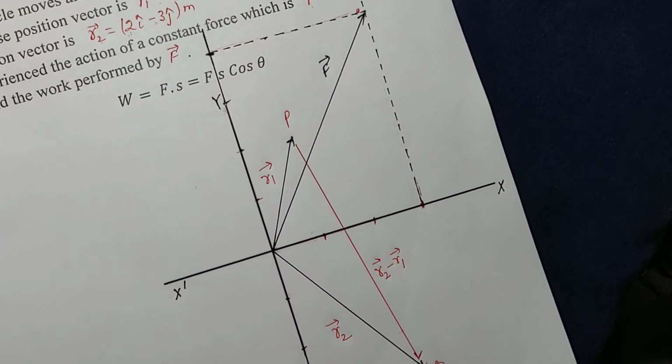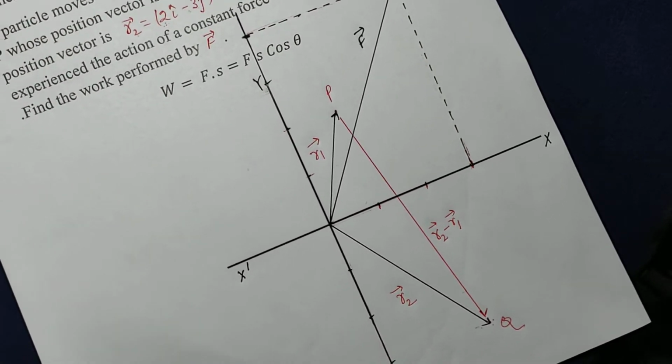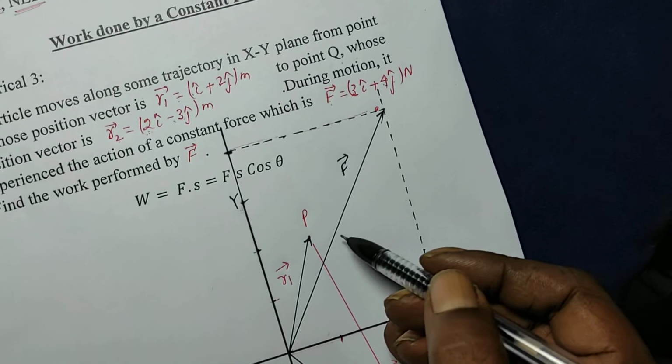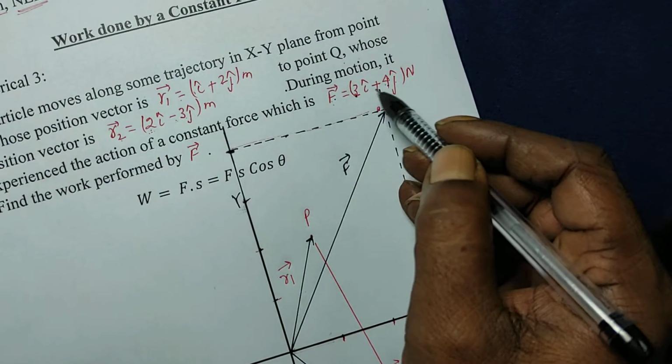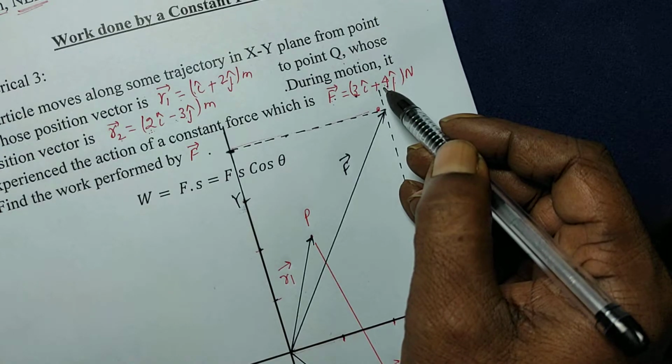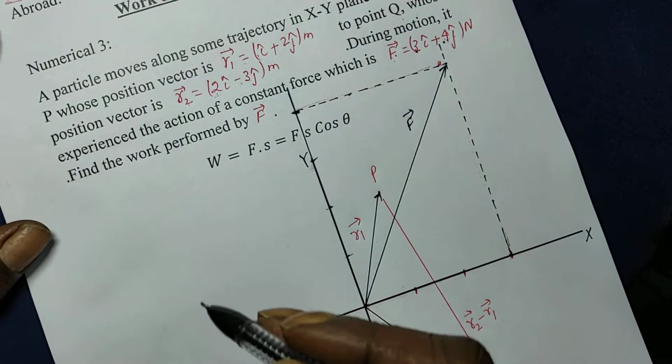Now, coming back straight to solving the problem. This is a constant force, 3 units along the x-axis, 4 units along the y-axis. So how is this constant?